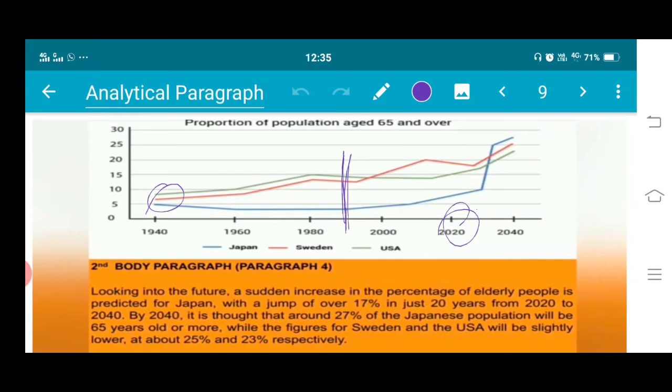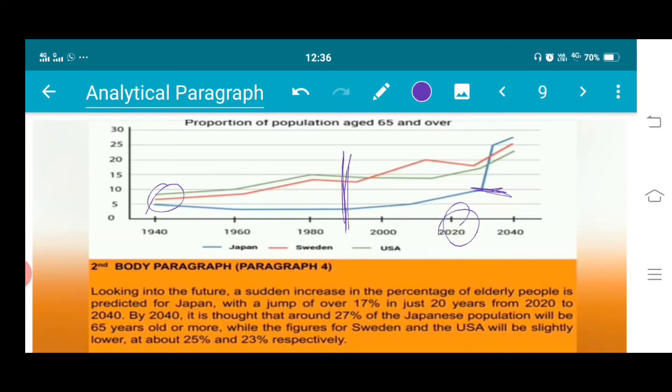Then we can add here that looking into the future, after 2020 till 2040, a sudden increase in the percentage of elderly people is predicted for Japan. So here you can see at this point at Japan, right, there is a sudden change, it is increasing only.